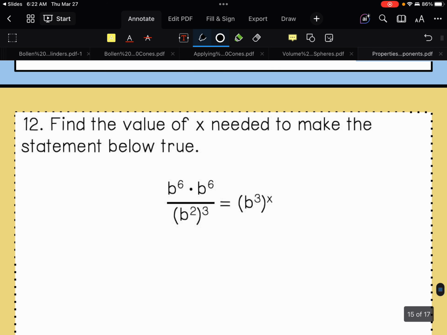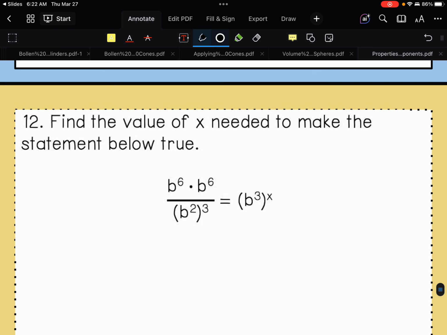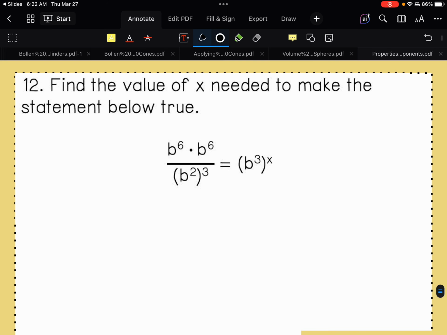Now you need to find the value x needs to be to make this true. So we need to go through these, and then we're going to try and find what x needs to be.